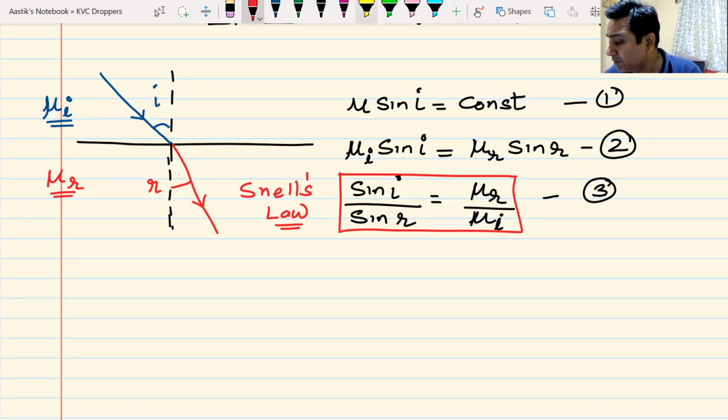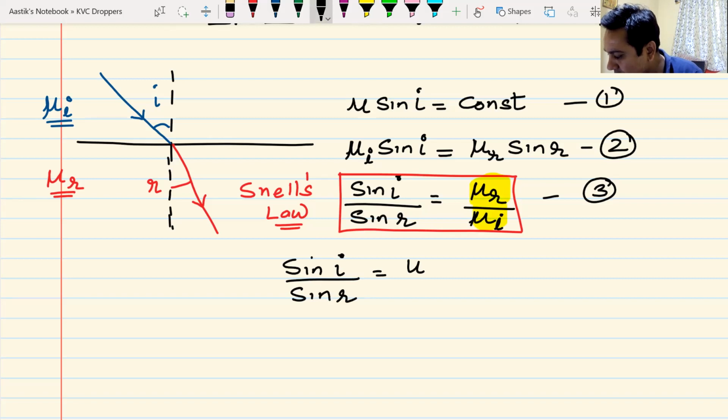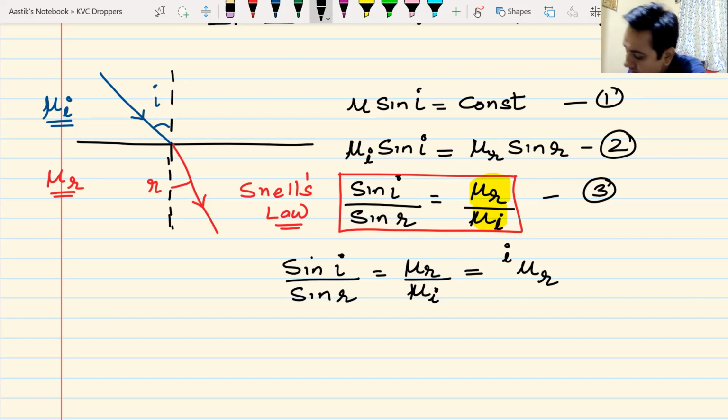Now we have studied the term relative refractive index, and here I have mu r by mu i. Now I can extend this law and write it in different ways. One more way, I can write it like this: sin i by sin r is equal to mu r, refractive index of r, divided by refractive index of i. Now I have understood the meaning of the relative refractive index. How can I write this in terms of relative refractive index? Can anyone tell me what symbol I will be using? I can write it as mu of r with respect to i. Do we understand this?